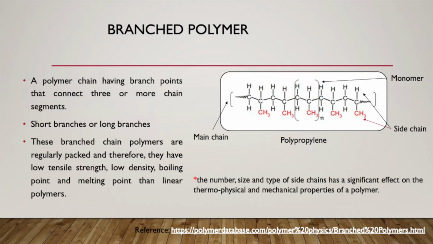Since these branched chain polymers are not regularly packed, they have lower tensile strength, density, boiling point, and melting point than linear polymers. Therefore, the number, size, and type of side chains have a significant effect on the thermophysical and mechanical properties of a polymer.